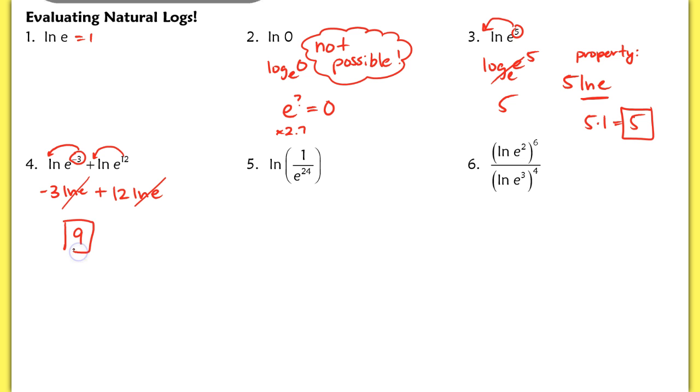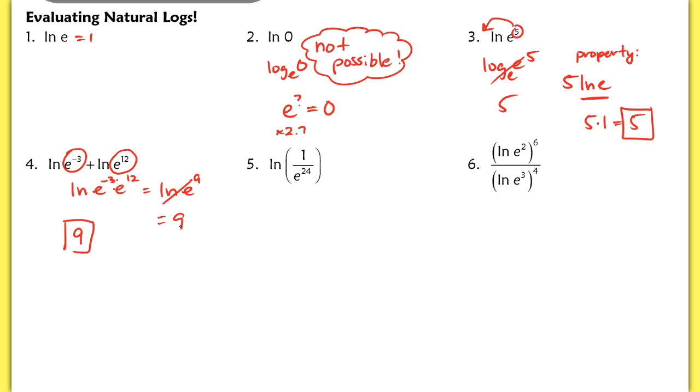I could do this a different way as well. I could have, if I wanted to, written this as the product of e to the negative third times e to the 12th. So the natural log of e to the negative third times e to the 12th. I would add my exponents to get natural log of e to the ninth. And then the natural log of e cancels, leaving you with just 9. So either way, same thing.